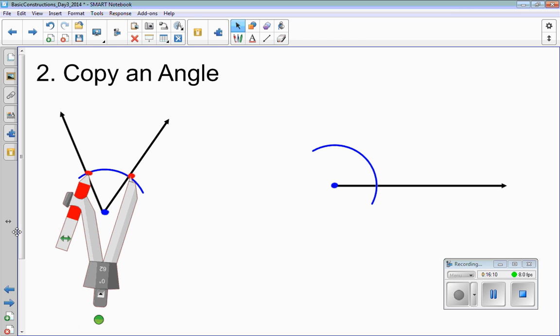and sometimes it's the same. Mine happened to be the same. I didn't have to move it. But you're going to measure it. So close and open your compass, or slide your compass, depending on which one you have, and measure that.